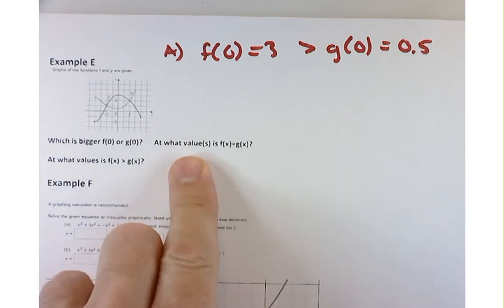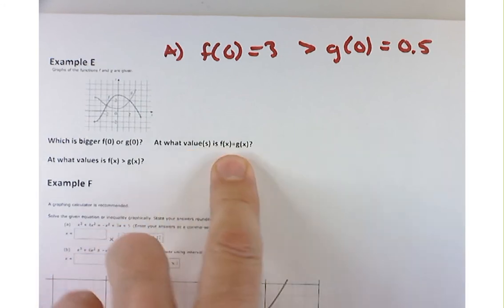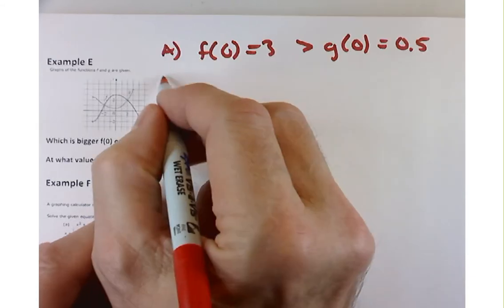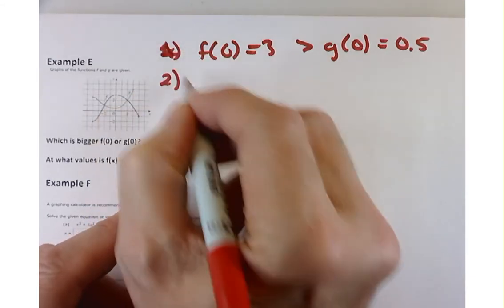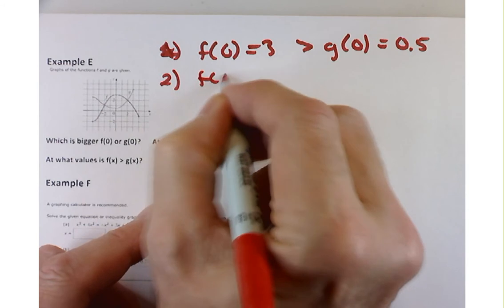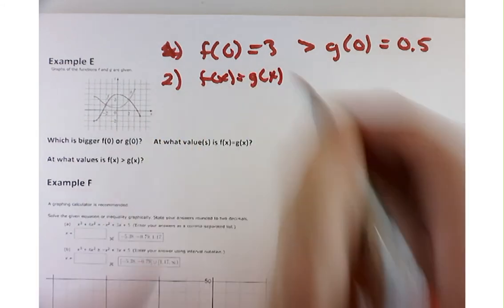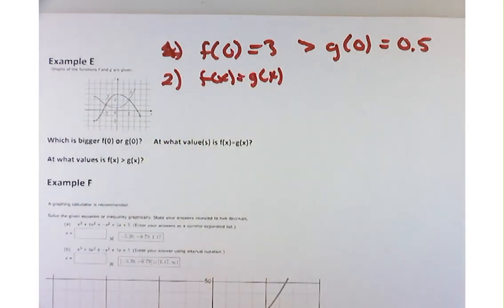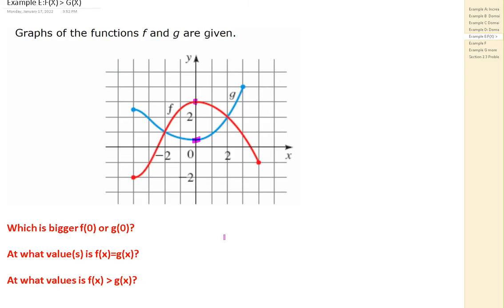How about the other part of this? At what values is f of x equal to g of x? So we'll call that part 2. f of x equals g of x. Now it says at what values? We're looking for the x coordinates here. We don't care about the y coordinates. I mean, they're kind of implied in here, but what are the x coordinates where those two functions are equal to each other? Nick? Negative 2 and 2. Is he right? Yes. Thank you, gentlemen. Negative 2 and 2.